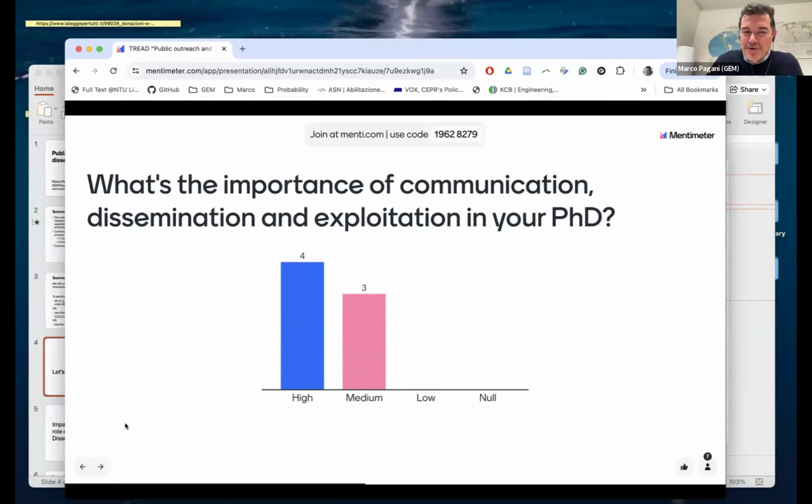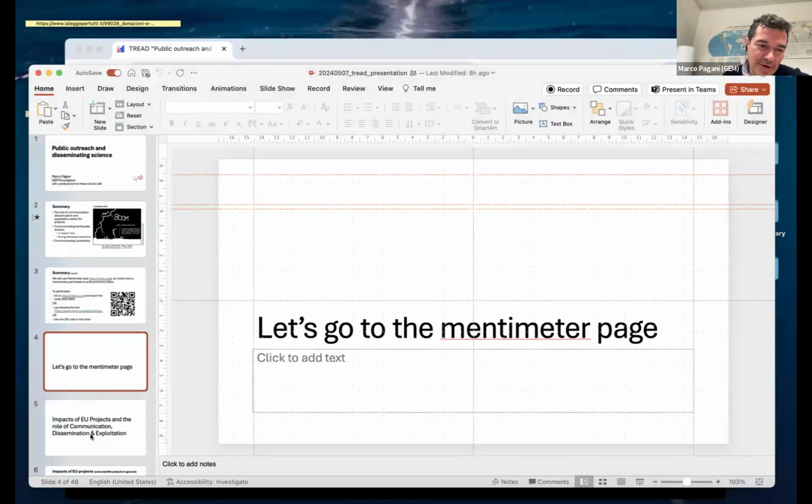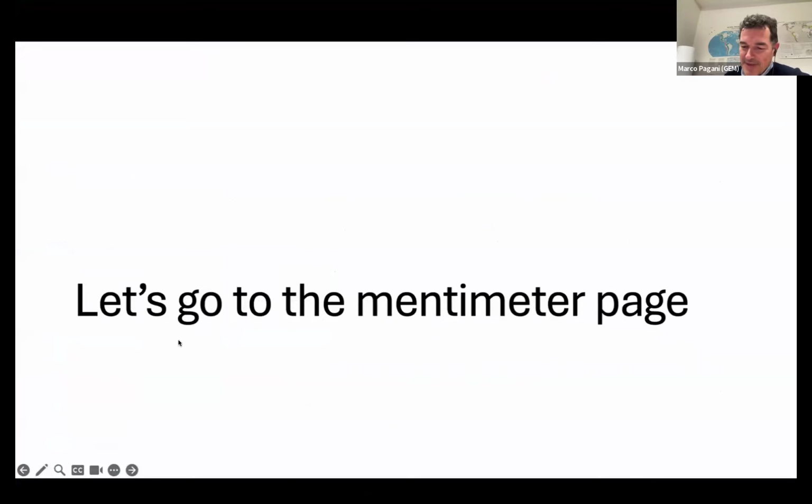Okay, maybe for your PhD, you think that it's probably a bit more important to focus on your research. But of course, making sure that the research is recognized is probably also another point that must be considered carefully. Okay, so now I go back to my presentation and I will start to discuss the first part.